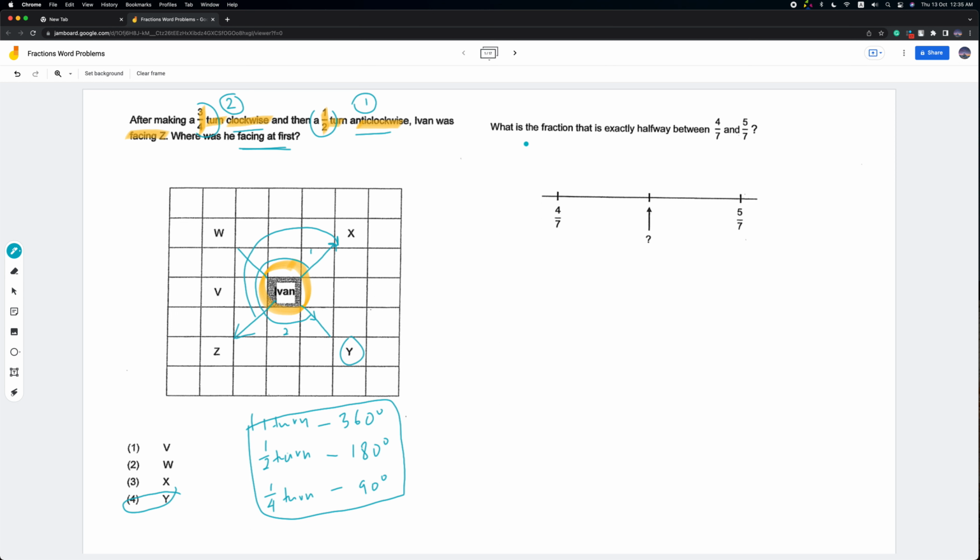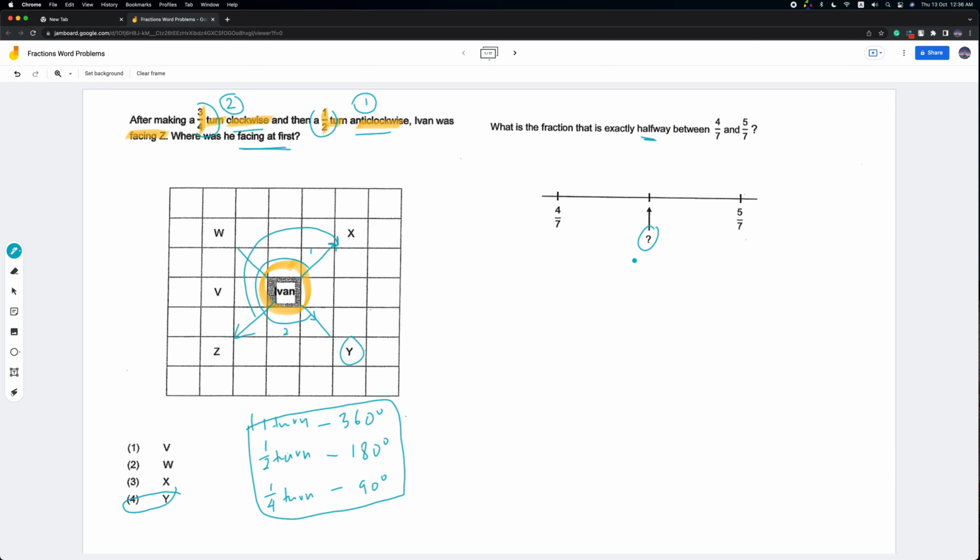Next, another common question, and it's fairly simple, but a lot of students are not sure how to solve it. Here we have two fractions, and we need to know what fraction the question mark represents, exactly halfway between 4/7 and 5/7. They are confused because they can't figure out what's in between 4 and 5 as a fraction. So what's the trick? It's very simple.